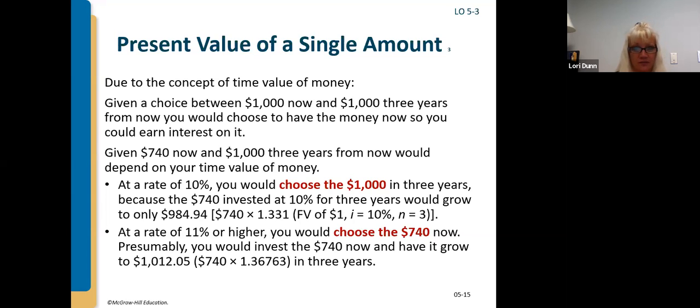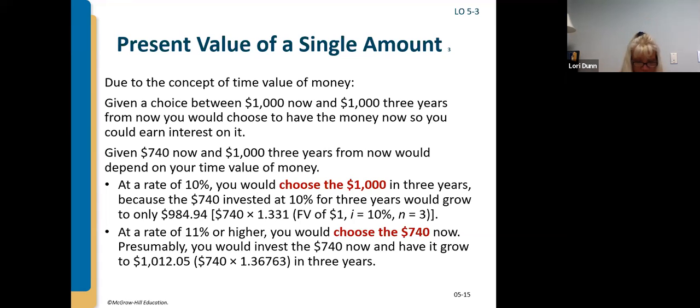You're either going to determine the future value of $740 at the end of 3 years, given a 10% interest rate, or the present value of $1,000 given 3 years, 10% interest rate. So you could do it either way. Now in this one, they want future value. So we go to our future value table and see how much $740 will be worth at the end of 3 years, given a 10% interest rate.